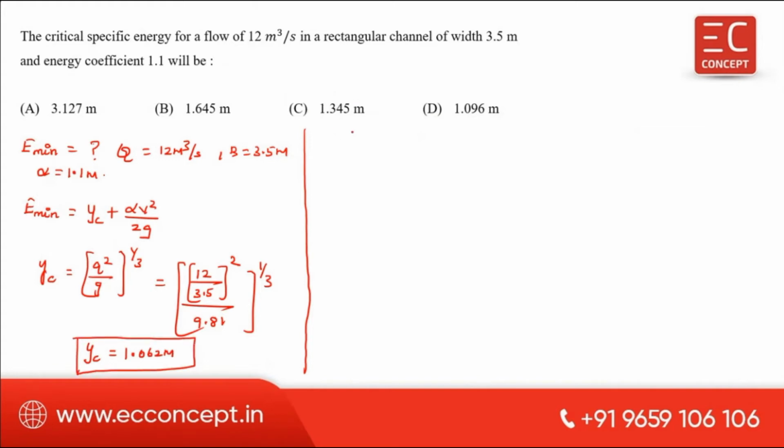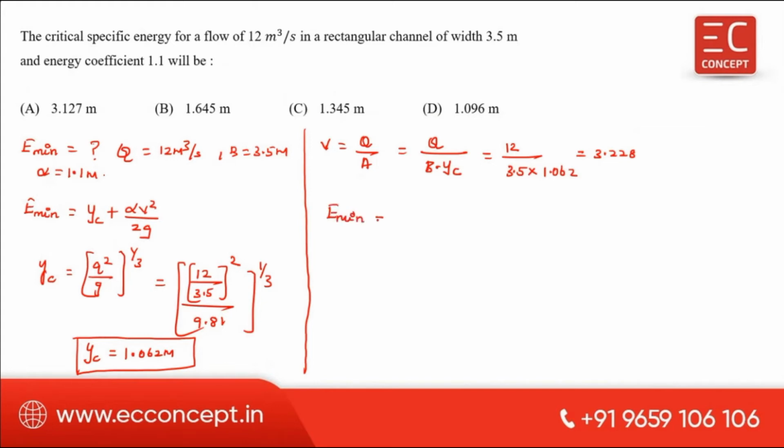Then V is equal to, we know that Q divided by A. Q divided by A is equal to what? B into YC. Here Q is equal to 12, B is equal to 3.5, into YC, how much? 1.062. Therefore 12 divided by 3.5 into 1.062. So the answer is 3.228. You got everything, therefore simply plug.